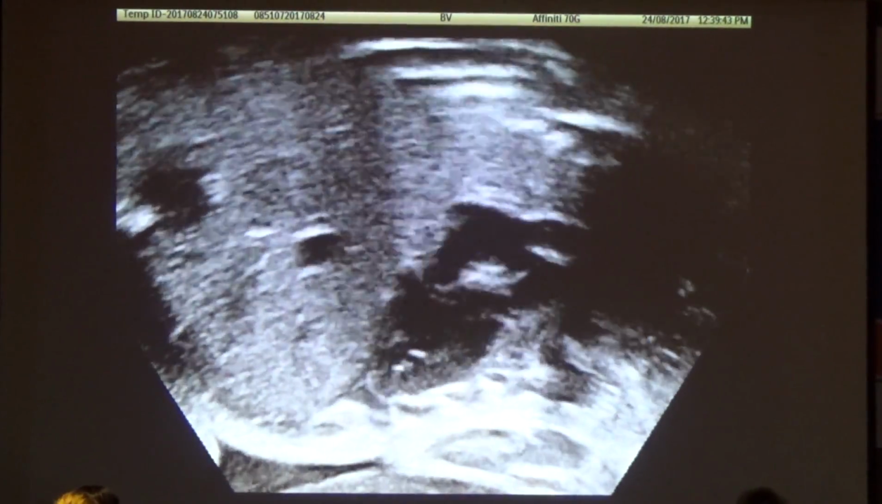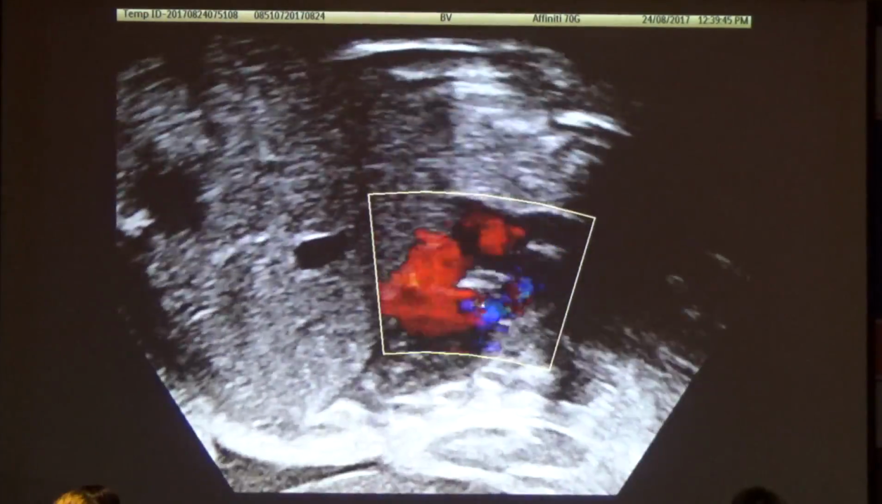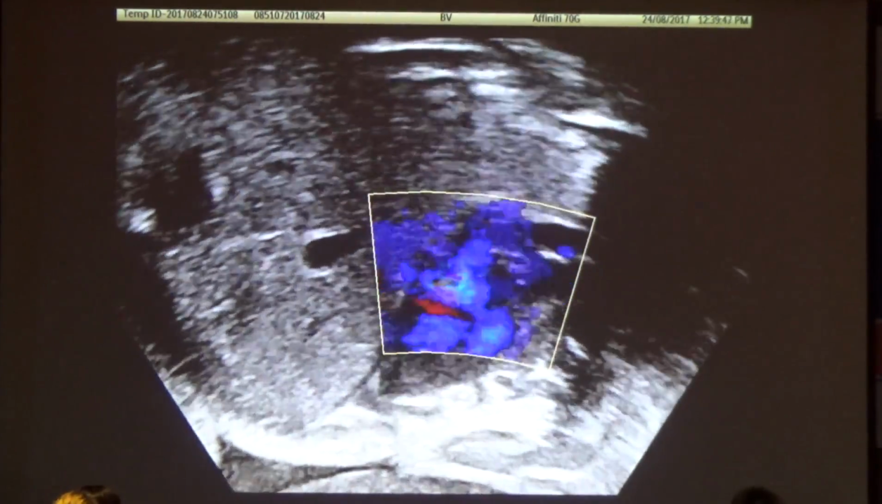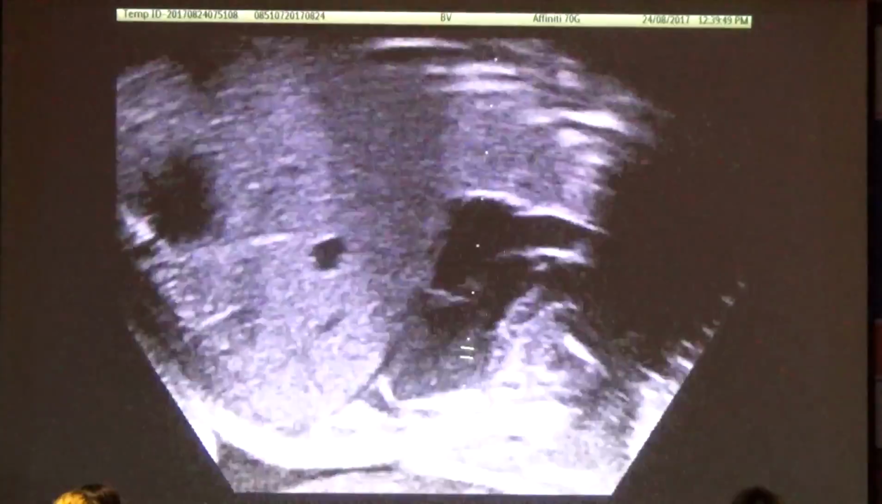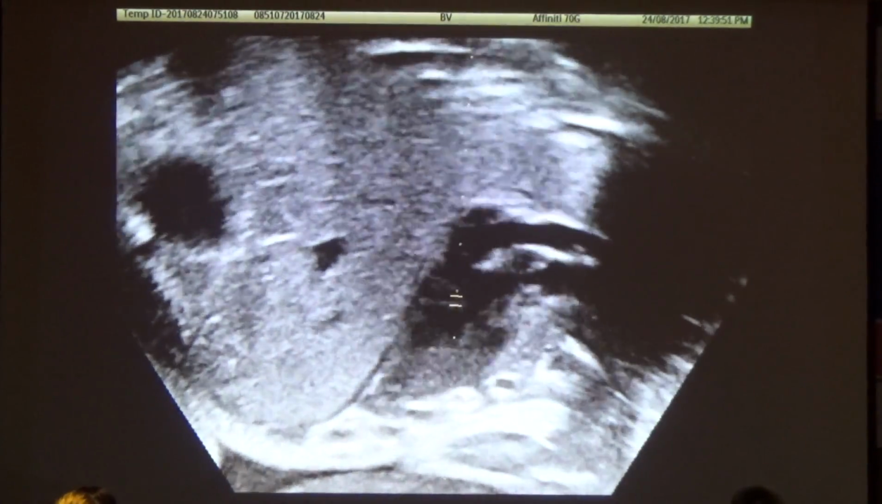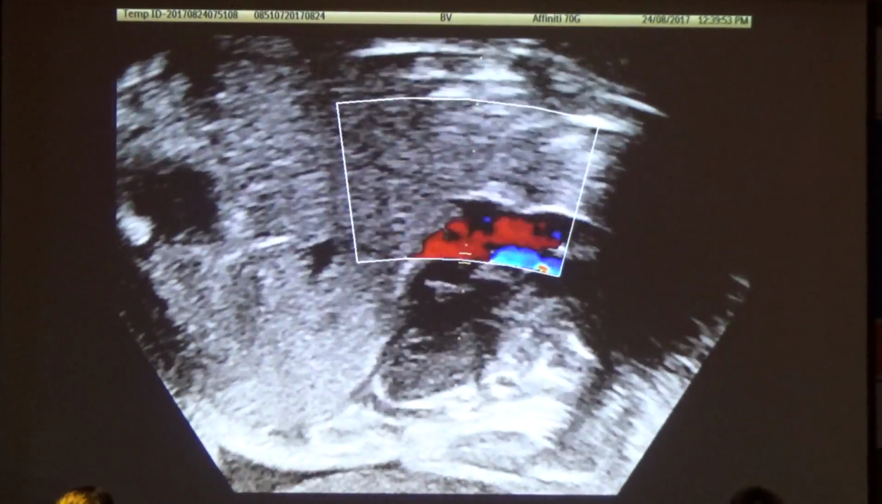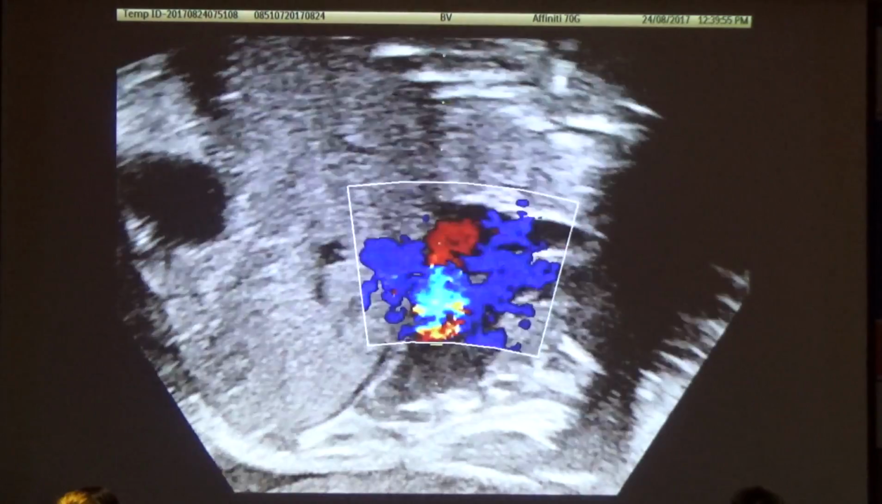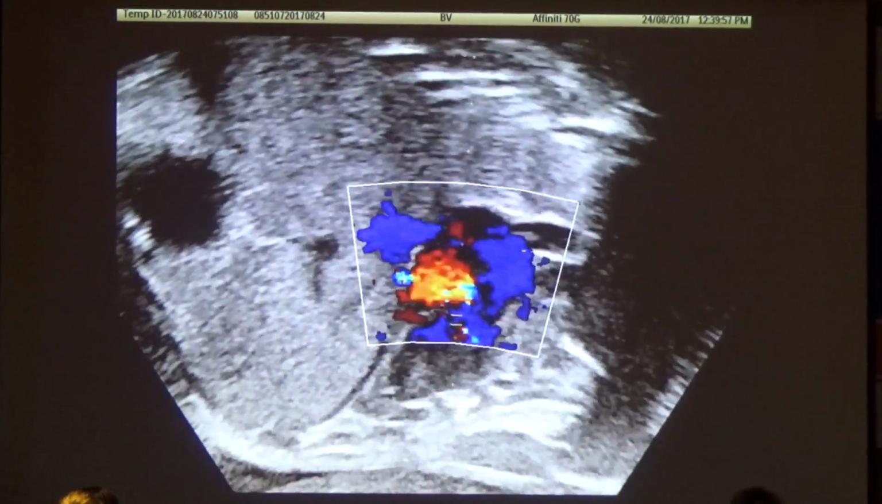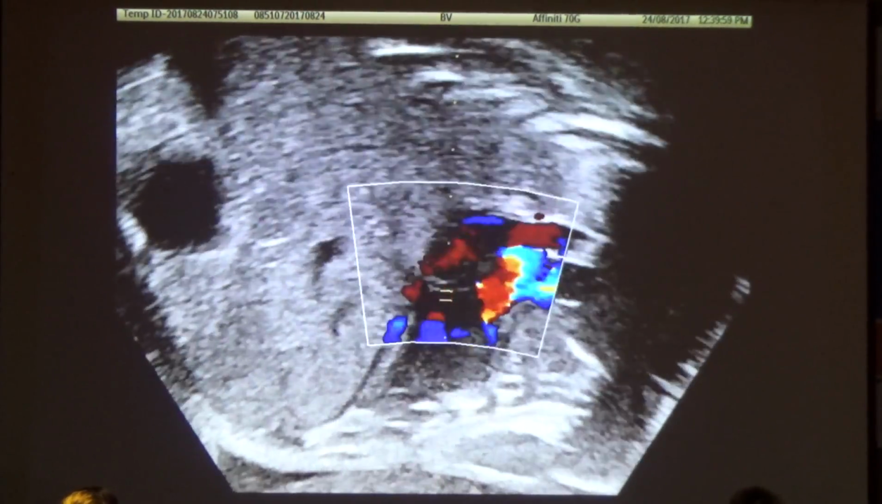Put the Doppler on the tricuspid valve. The Doppler, not the color Doppler. Always go with color Doppler first. Never put on color without the Doppler without color. Yeah. Okay. There, right there.